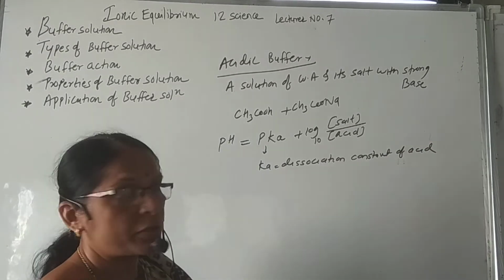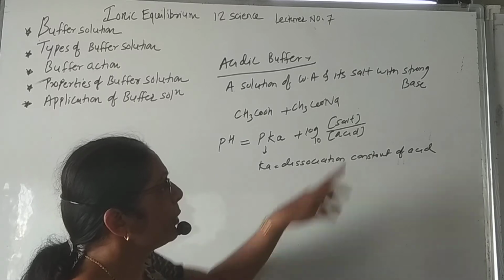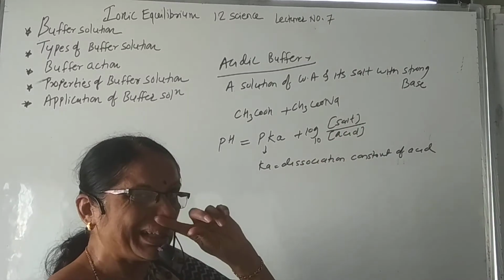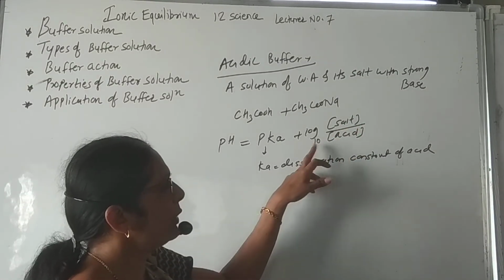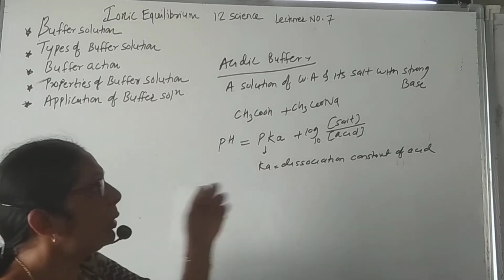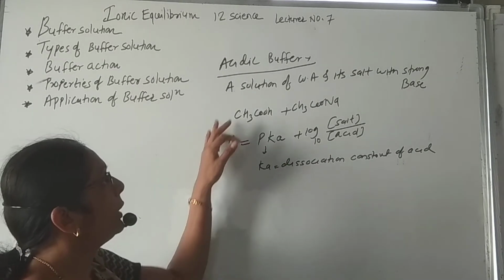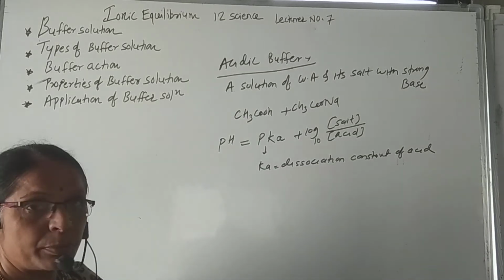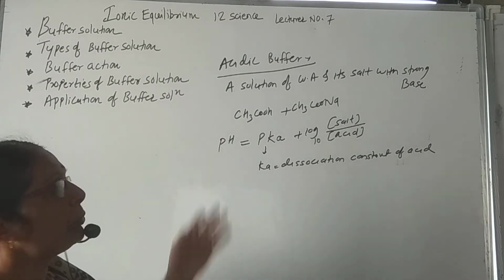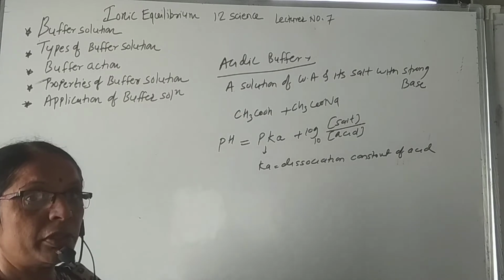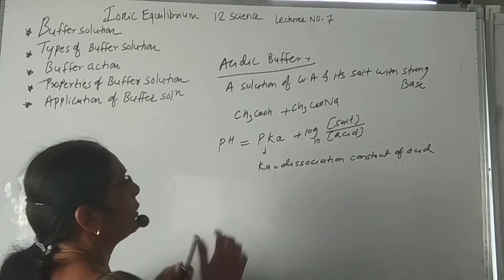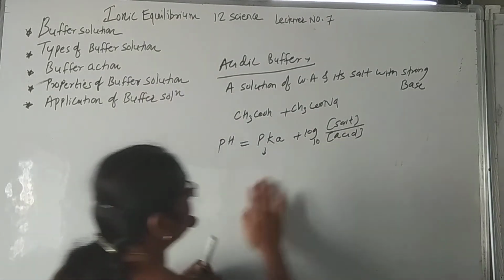The salt we are using here is a salt of a strong base and a weak acid, and its ratio and value is taken, which is log of the concentration of the salt to the concentration of the acid. In this way, an acidic buffer solution is prepared by mixing a weak acid and its salt with a strong base.